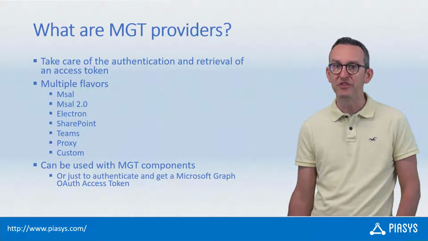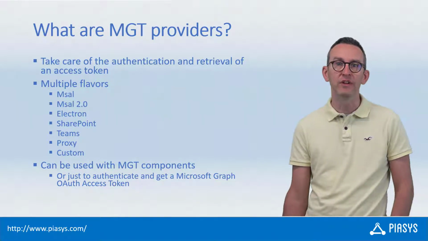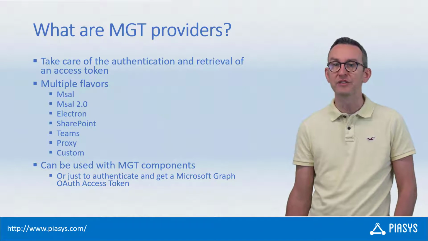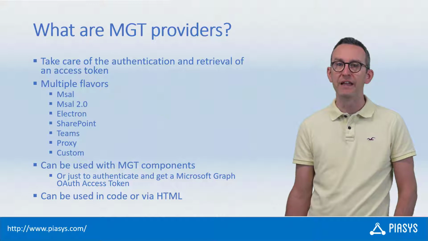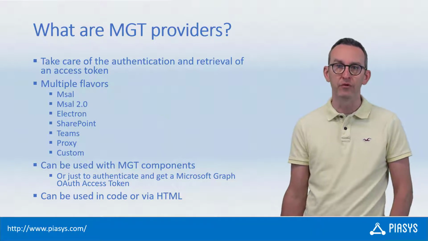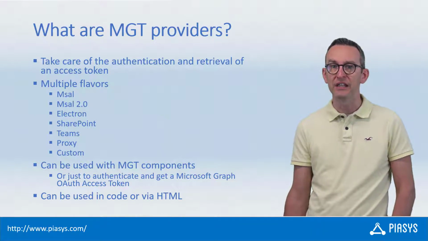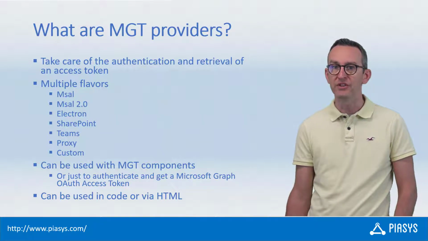Once you have defined an MGT provider, all the MGT components will rely on the provider to get the access token to consume the Microsoft Graph in the backend. And in order to use the MGT providers, you can either use a code-based approach or you can simply declare them in the HTML code of your pages.